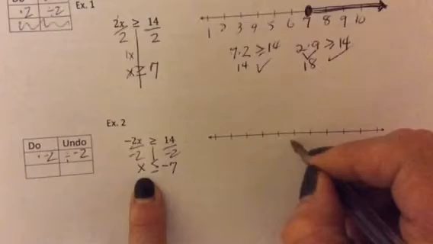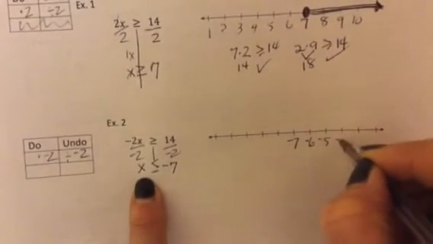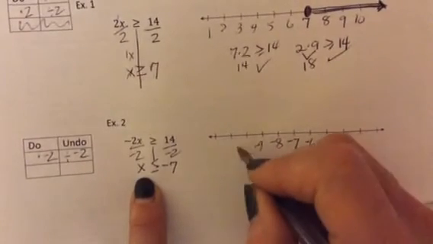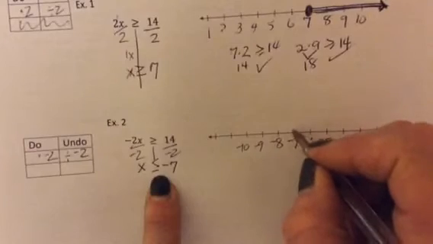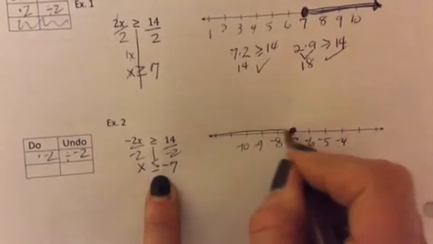So how about we go -7, -6, -5, -4, let's go -8, -9, -10. We went less than or equal to -7, so it's a closed circle, and everything to the left.